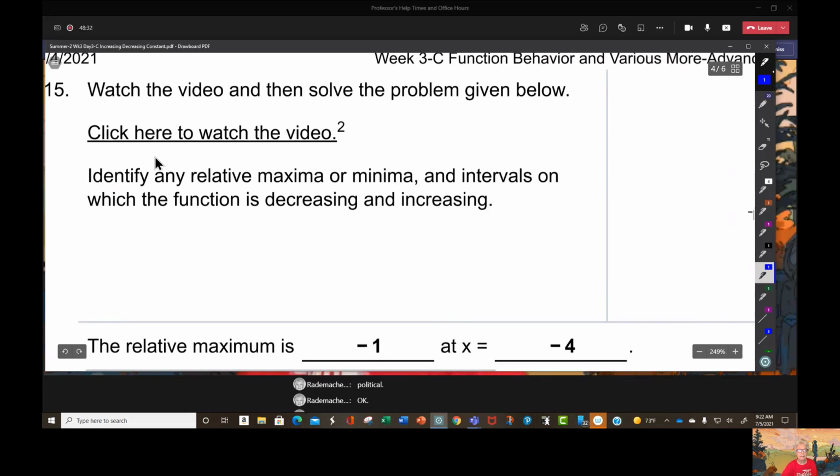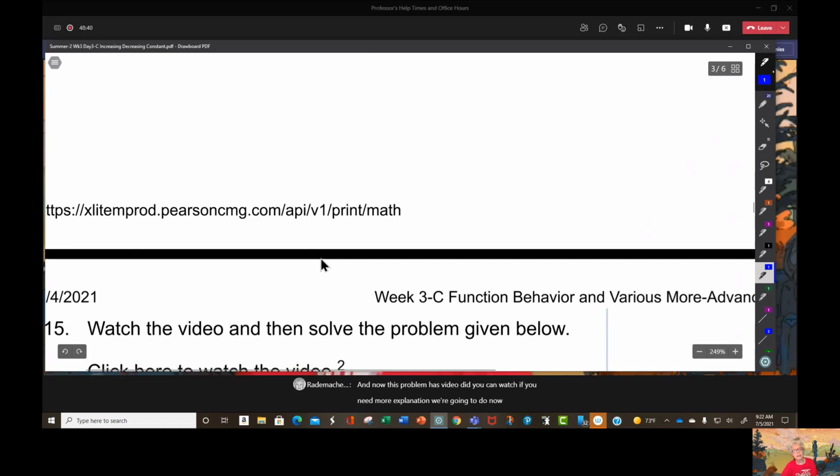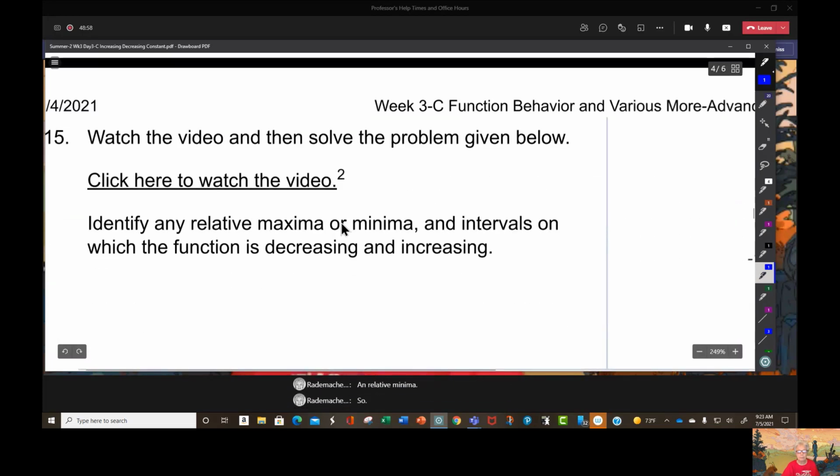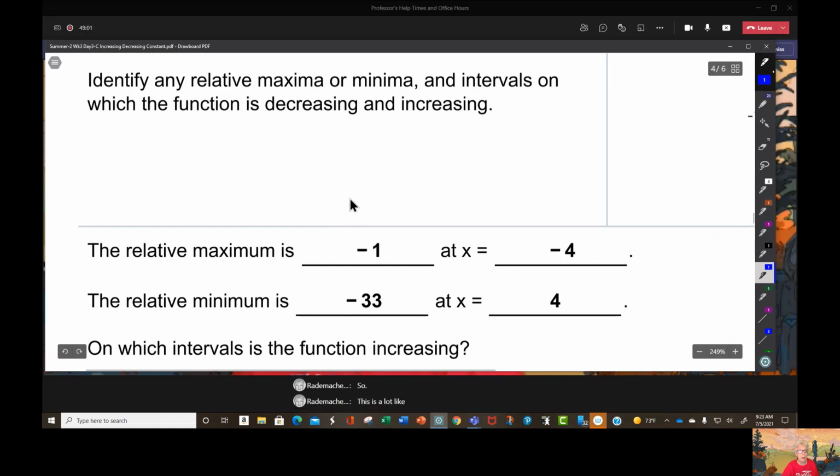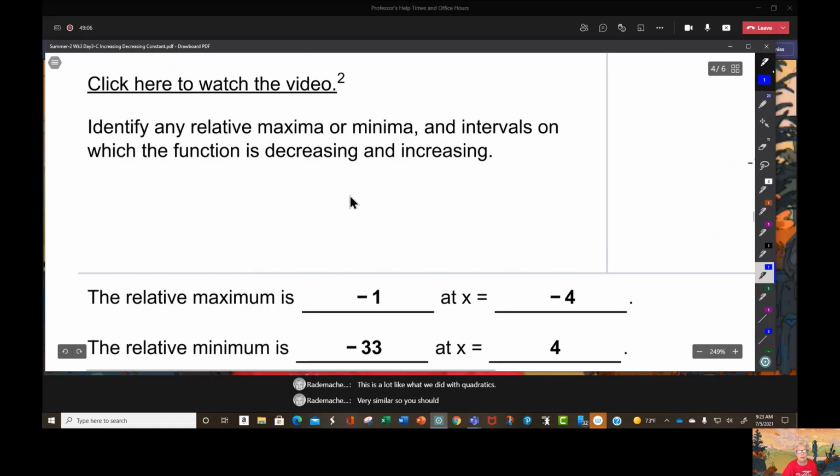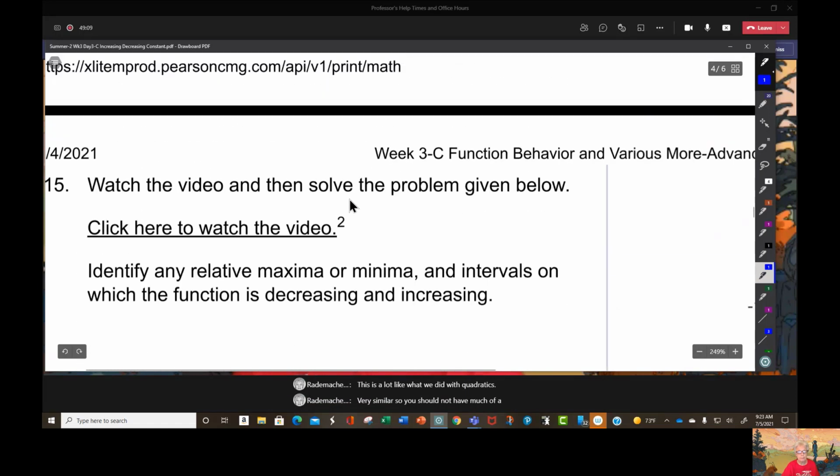And now this problem has a video that you can watch if you need more explanation. We're going to do now a new topic. New topic! We're going to be talking about relative maxima and relative minima. So, this is a lot like what we did with quadratics. Very similar. So you should not have much of a problem.